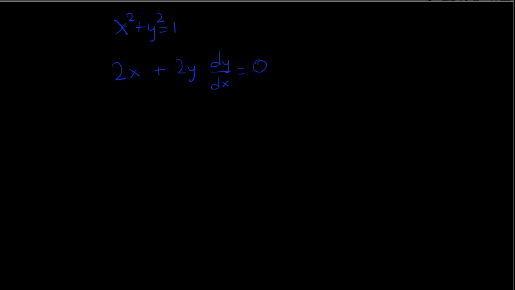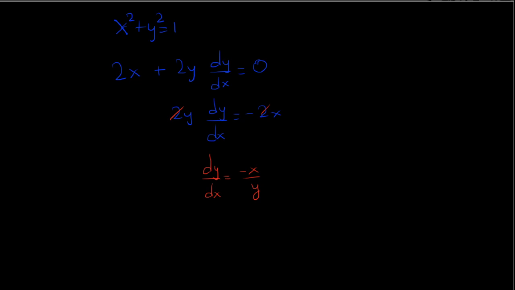I'm going to move the 2x over. So I have 2y times dy over dx is equal to negative 2x. The 2's are going to cancel, and I'm going to divide by y. So I have dy over dx is equal to negative x over y. I have my first derivative.